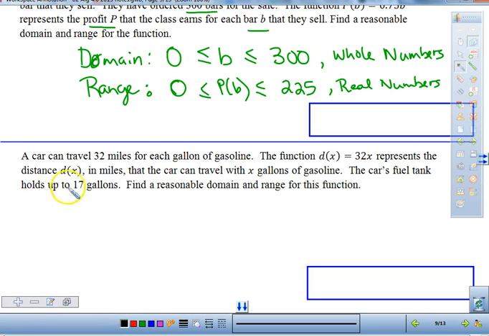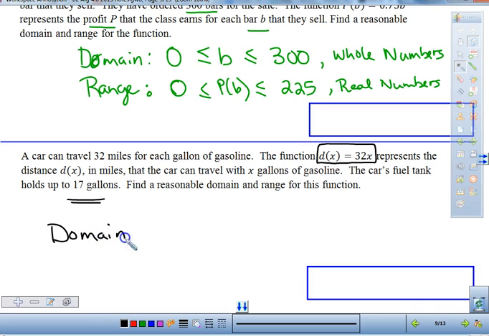After pausing it, a car travels 32 miles on a gallon. Here is our equation, d of x equals 32x. D is the distance, x is the gallons of gas we use. It can hold up to 17 gallons of fuel in our tank. So what is our domain?